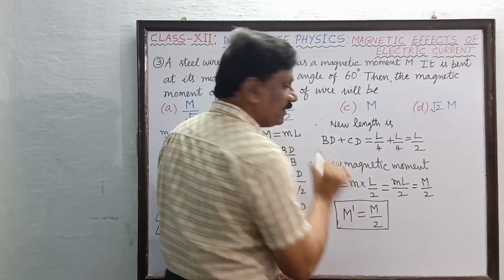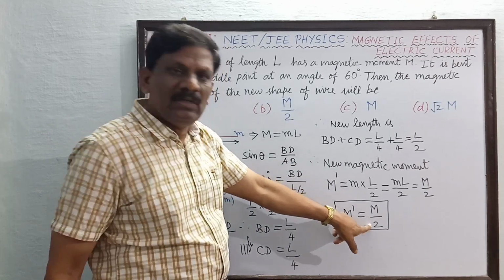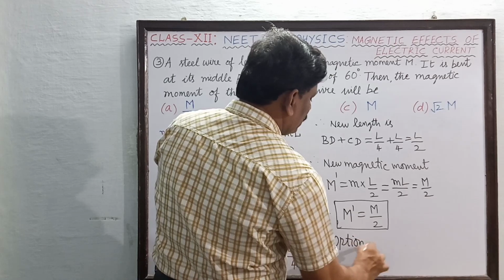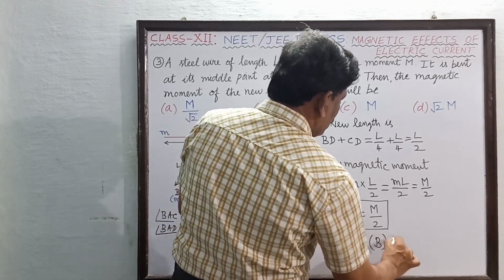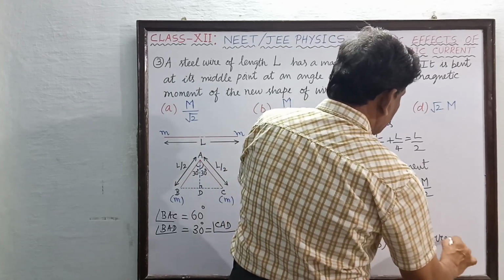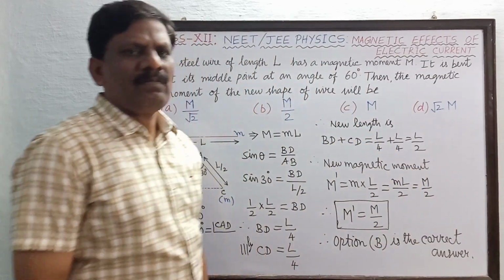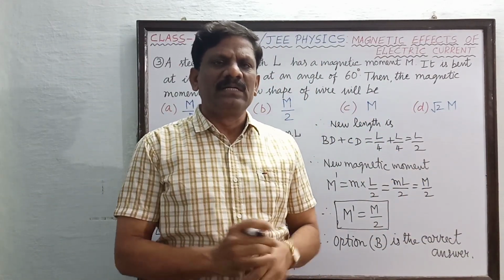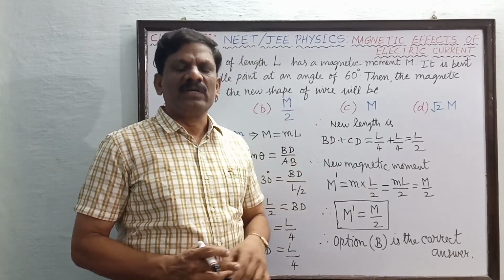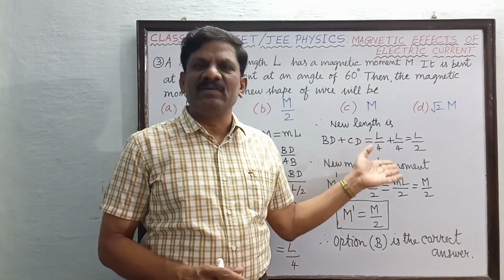This is the answer. Now we will check the options. Option B is M by 2. Therefore, which is the correct answer? Option B is the correct answer. So option B, M dash is equal to M by 2 is the correct answer. Though the problem appears very simple, here the idea of sin theta has to come to your mind. Otherwise, the problem is very simple. Okay, children, I hope you must have understood well. Fine.